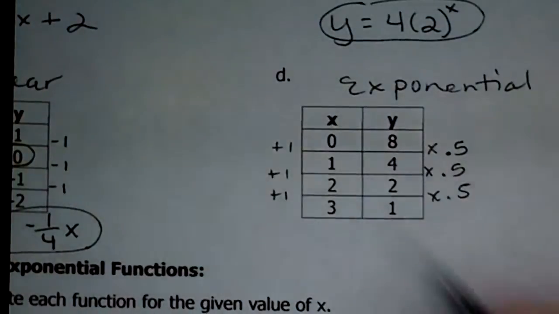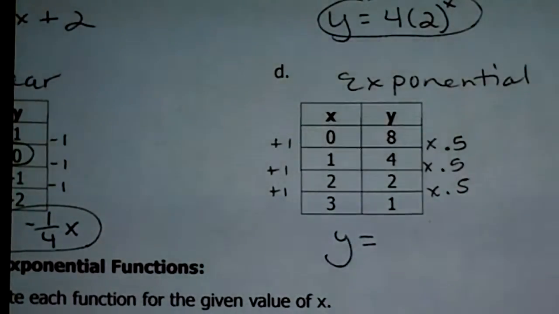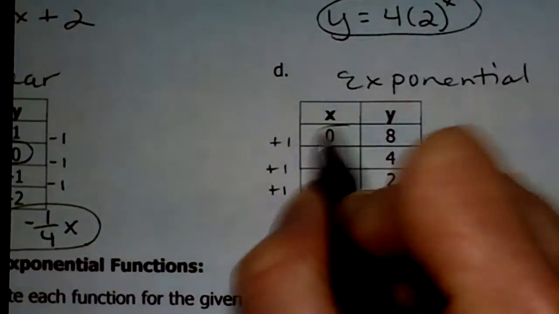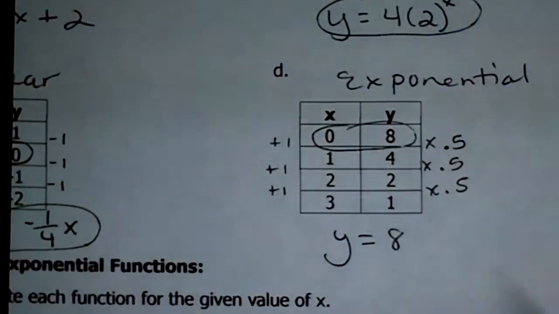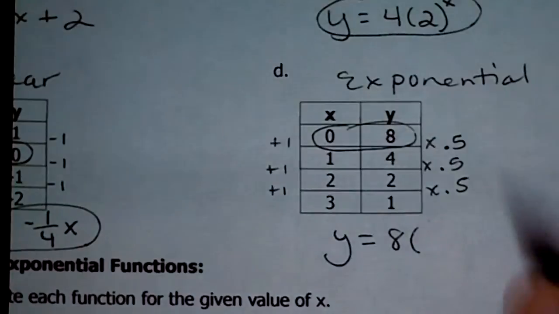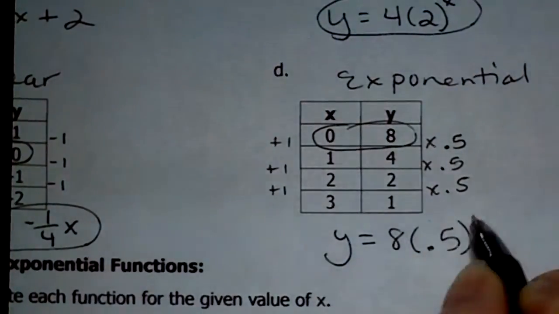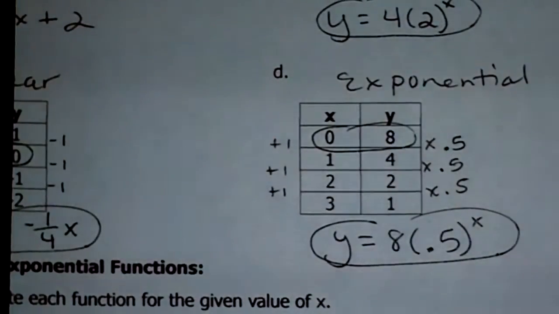For my equation, yes, it's y equals a, which is the initial value. So when x is 0, y is 8, times the growth factor, which every time, 5/10 to the x power. And we have an equation.